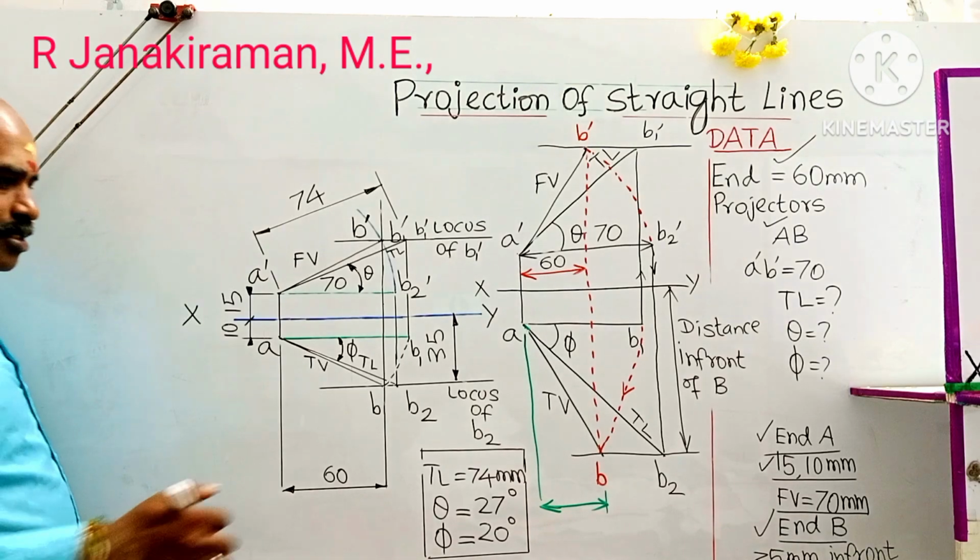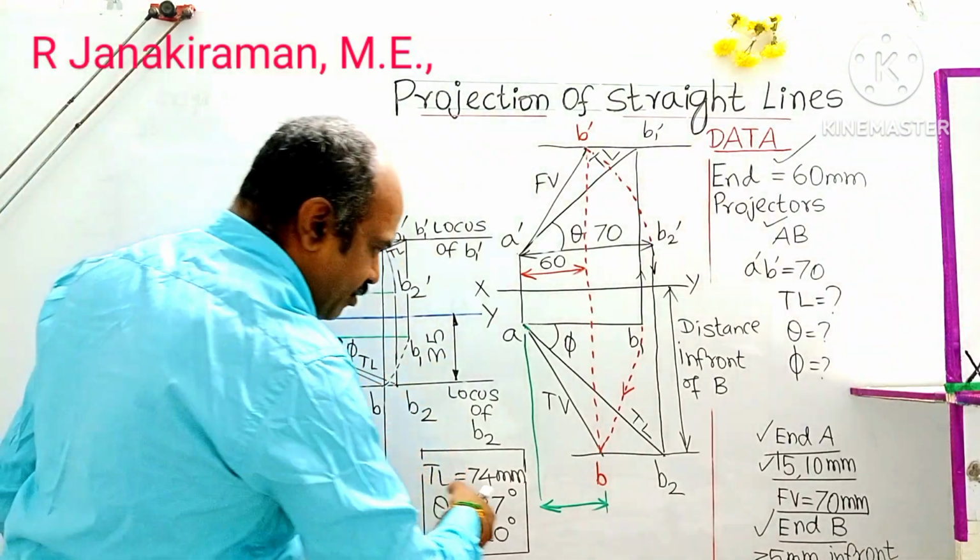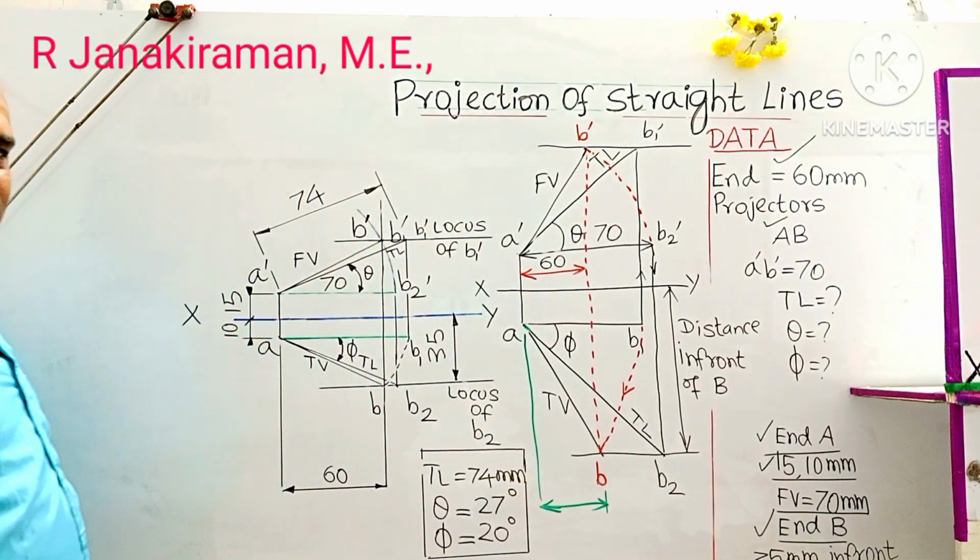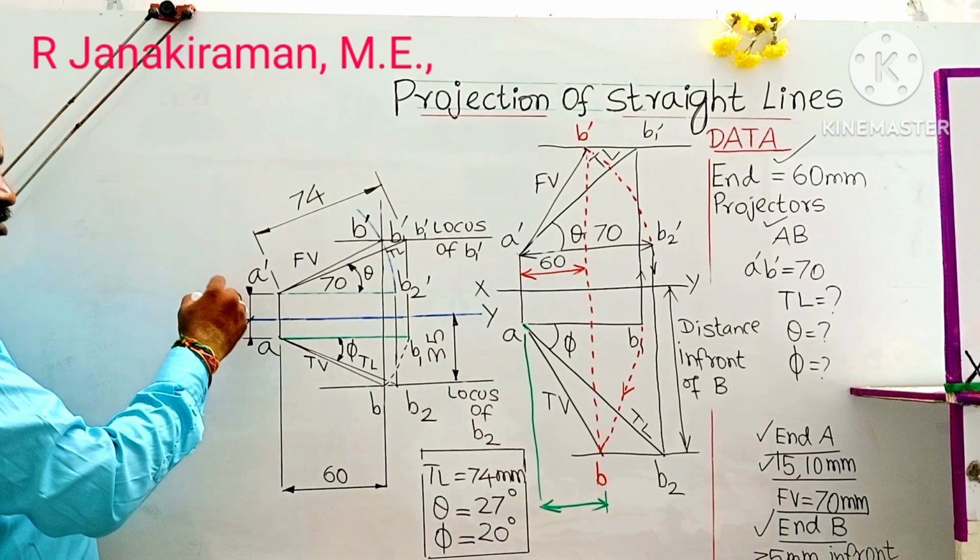Don't write mm. Later, at the right side lower part of the diagram, draw two guidelines and write: all dimensions are in mm. Millimeter is the unit followed.